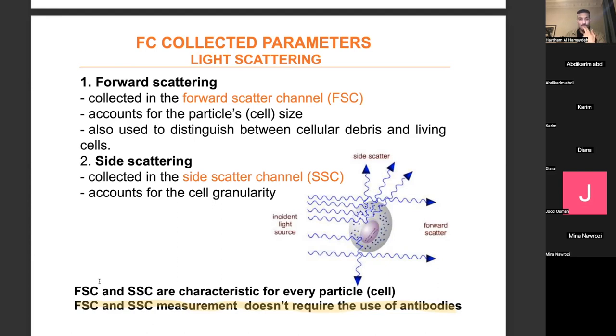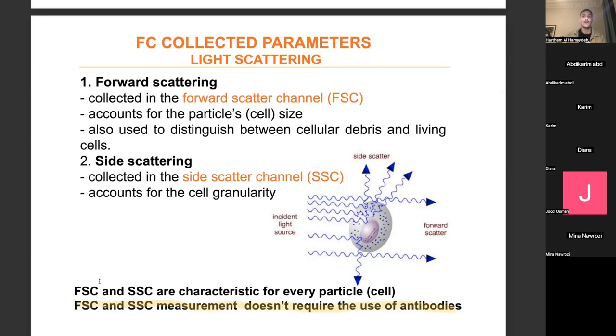Wait, you confused them. No, forward scattering is size. Yes, but you said something now. You said if it absorbs the light, it's more granular, then the forward scatter is less. I just meant forward scattering: the more light that goes through, the smaller the cell. The less light that goes through, the larger the cell. That's all I said. Not granularity, that's side scattering. Now, side scattering is granularity.